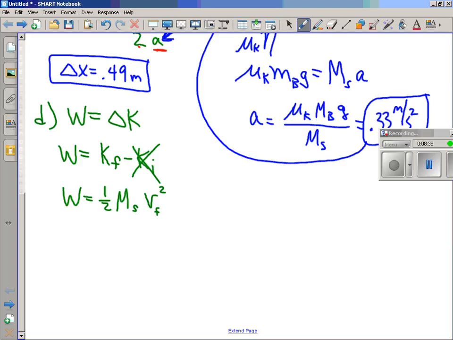And so putting those values in will give us work to equal 0.49 joules. And that is the answer to part D. So again, the 1/2 times the mass of the slab times that final velocity, which we determined way up in part A, which was the 0.57 meters per second. And then that quantity squared.